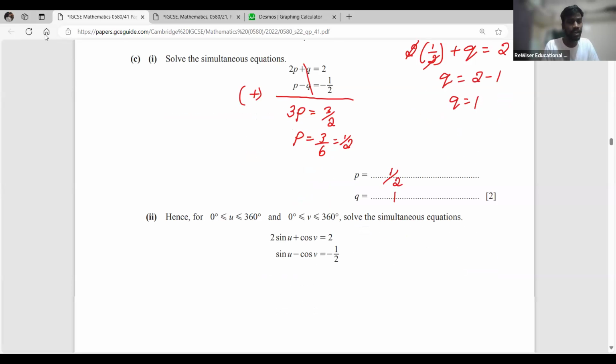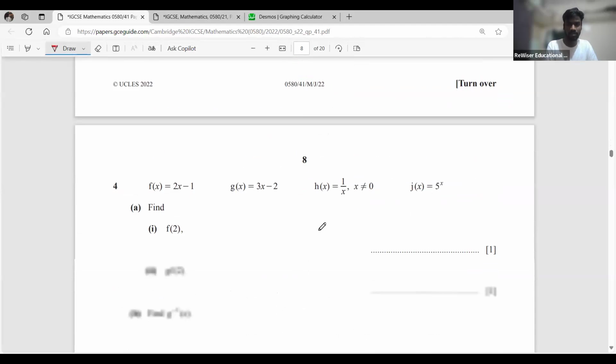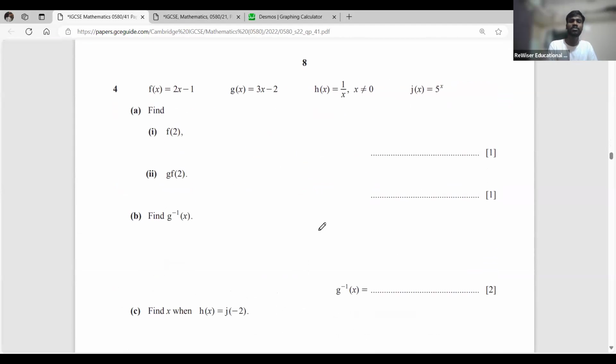And this is the answer. And part 2, we cannot solve it because this involves trigonometry. And question number 4 also on these functions, and we can solve it.